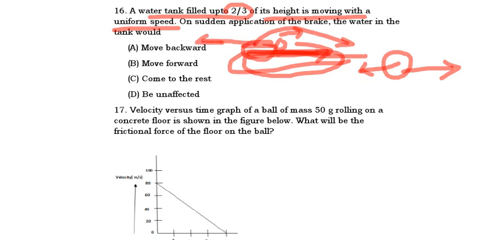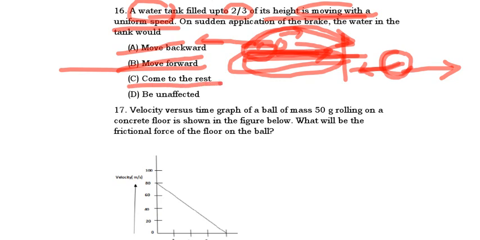If a body is in moving condition and suddenly the brakes are applied, the body will go in its direction of motion, that is forward. If the body is at rest, it goes in the backward direction. Now tell me, what is the option? Move backward? No, because it is in moving condition. Move forward? Absolutely correct. Come to rest? No. Is unaffected? No. So your option is B, guys. Now see the next question.